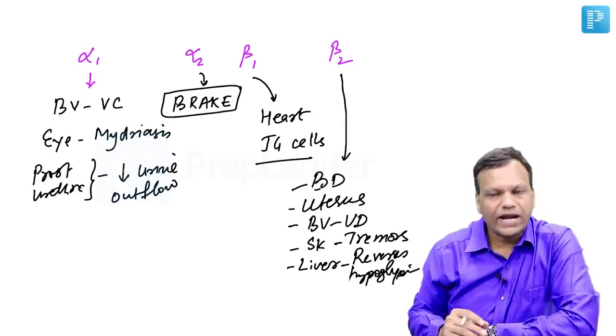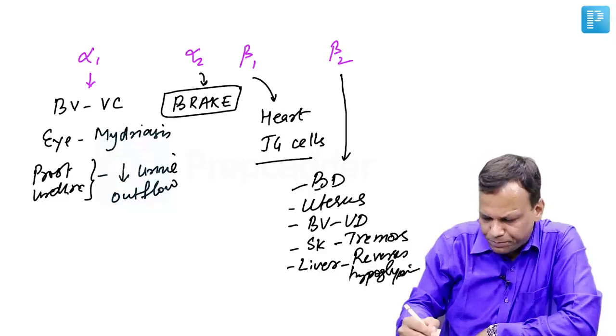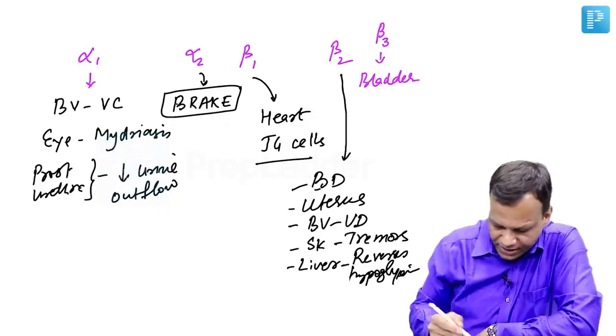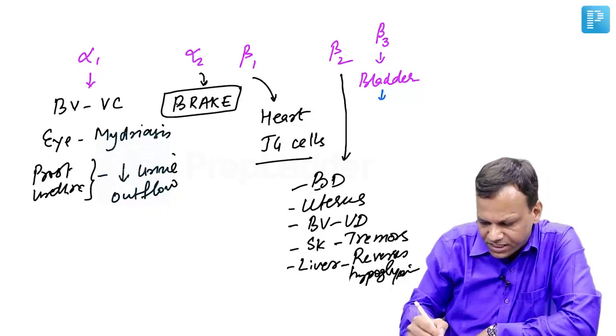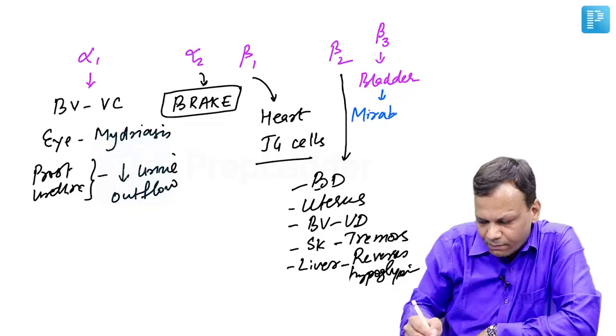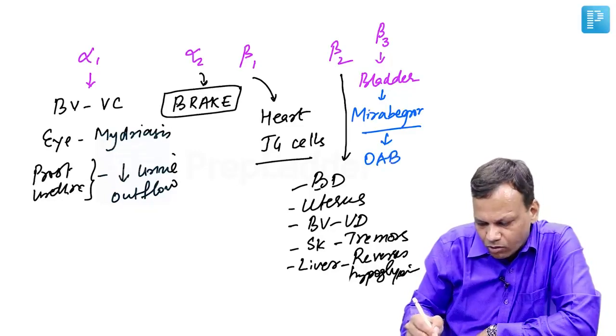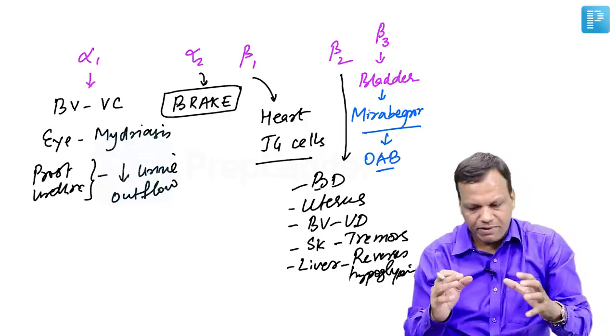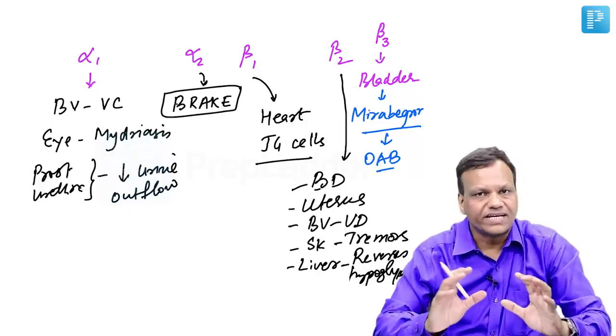Okay. So these are the important actions of beta 2. And lastly, beta 3 can be present in the urinary bladder. It relaxes the bladder. When we stimulate beta 3 by giving a drug called mirabegron, it is used in overactive bladder. Mirabegron will relax the bladder, used for overactive bladder. Okay. So these are the main receptors of the sympathetic system.